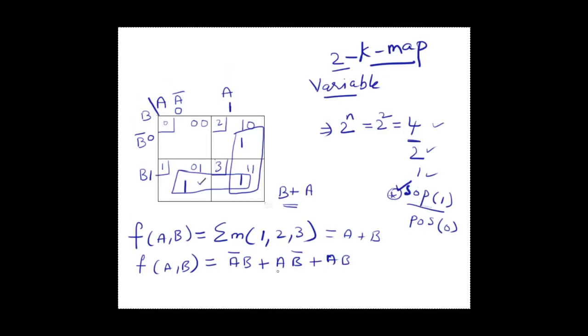Next, A B bar. This is A and this is B bar. So here we'll place a 1. Then A B. This is A and this is B. So here you'll place a 1.